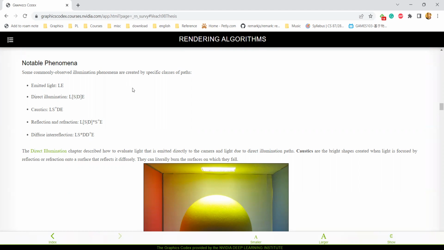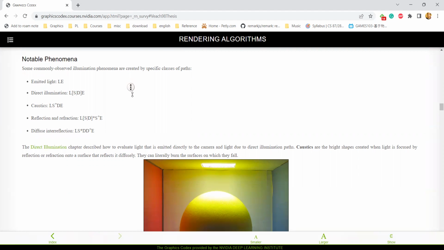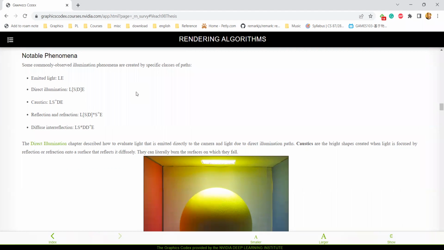I guess if you were using a different algorithm for different types of phenomena or whatever, because I know that to do caustics and stuff, sometimes forward path tracing makes a lot, or bidirectional makes a lot more sense because you can represent that better. So maybe something to do with that.